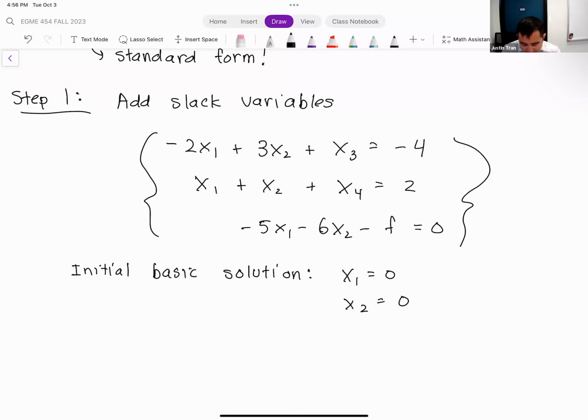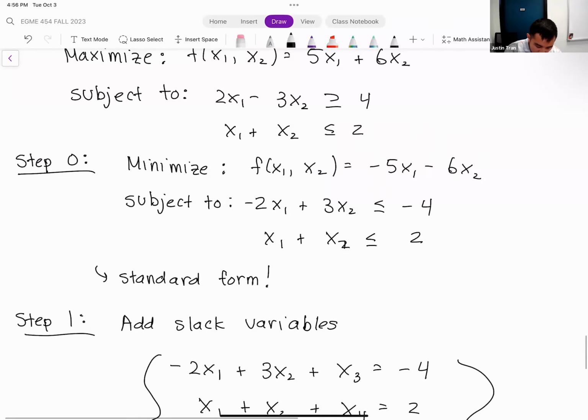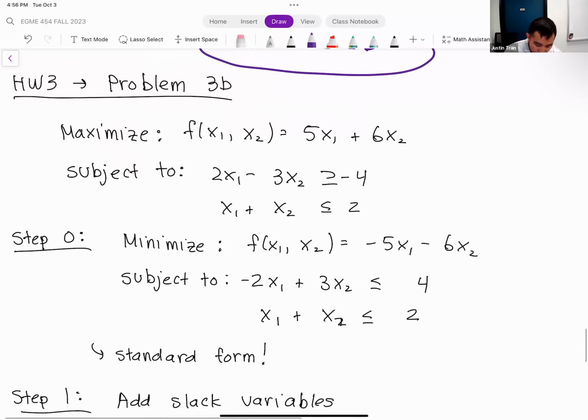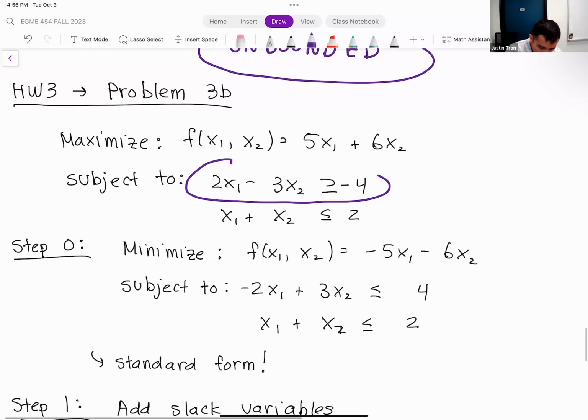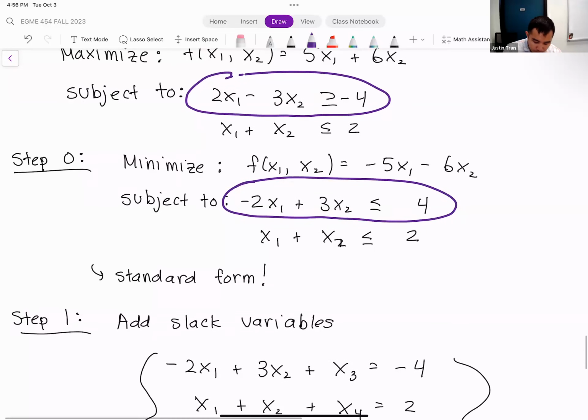Okay. I see the typo I must have made already. I think the typo I might have made in the results here, because we're not going over how to find the initial basic solution, was that instead of the first constraint, the first constraint should be greater than or equal to minus 4. So that minus sign should cancel out there. And so you should get the second constraint after you put it in standard form is minus 2x1 plus 3x2 is less than or equal to 4.